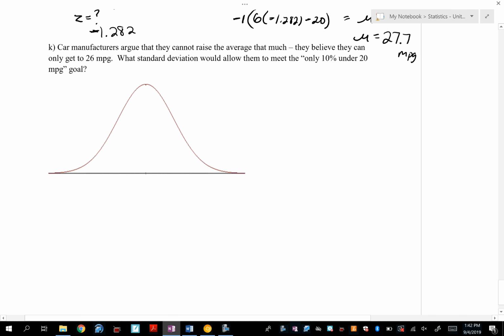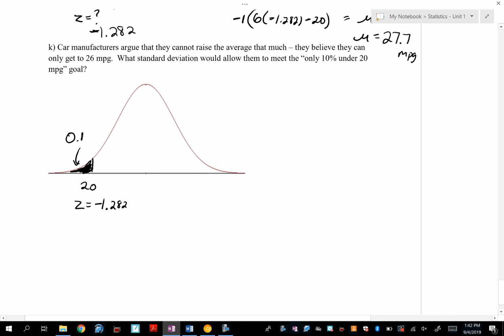Now look at what they're saying in K. We're telling the people who make cars, make your cars more fuel efficient. And you probably can guess what the people who make cars are going to say. No. Not going to do it. So they're saying, okay, no, but maybe we can get to 26. Not 27.7, but 26. So if we have the worst 10% of all cars is still at 20, what was that Z-score? Negative 1.282. So this is the worst 10%.